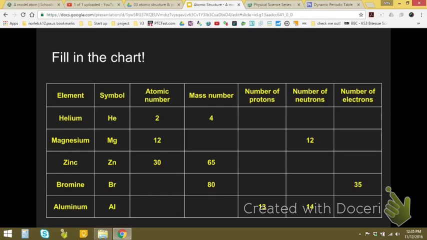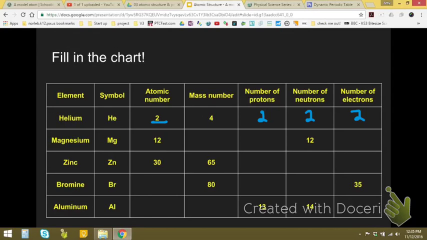Remember that the atomic number is equal to the number of protons. So anything in this column is going to equal anything in this column. The number of neutrons is derived from mass number minus atomic number. In this case, that would also be 2. Finally, the number of electrons in any neutral atom has to balance out the atomic number for any atom, so our number of electrons for helium would also be 2.